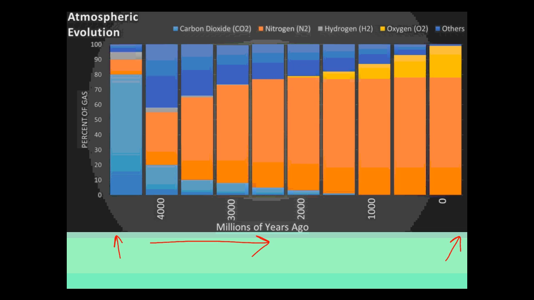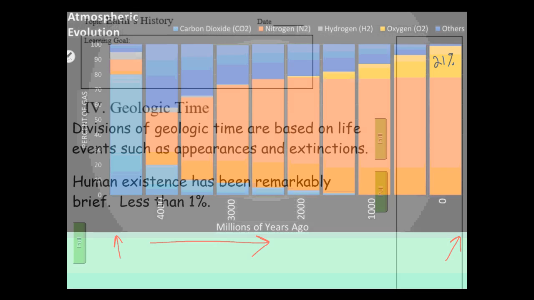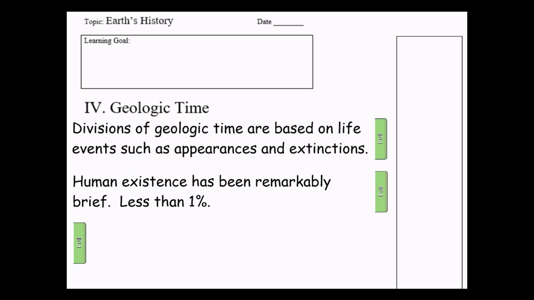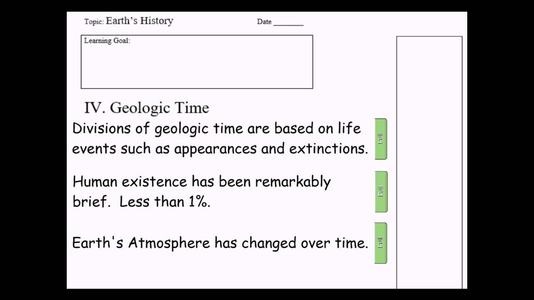This chart is similar to the chart that we made in class back in the beginning of the year, where we see that oxygen increased over time to its current percentage of 21%. But there was a time where there was no oxygen in the air. So the third concept about geologic time is that the composition of the Earth's atmosphere has changed over time.